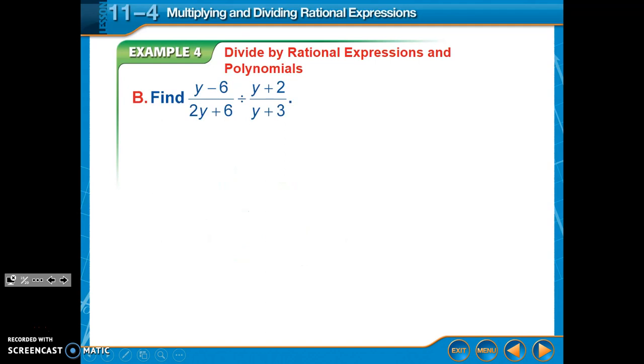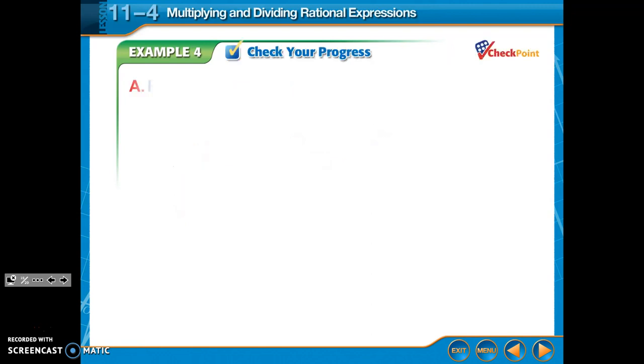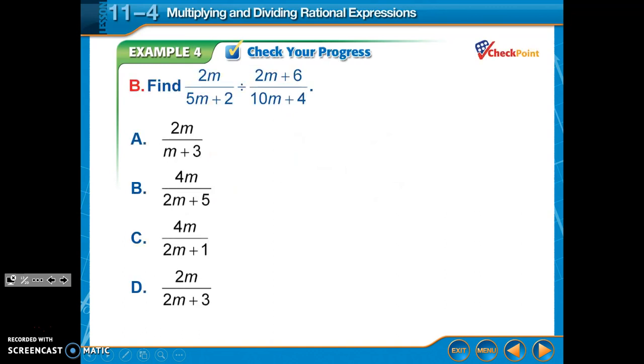Okay, so we want to do the same thing here. Factor as much as we can. y minus 6 doesn't factor on the bottom. These both have factor 2, so I pull out 2 and I get y plus 3. Change it to multiplication, I get y plus 3 over y plus 2. And then I'm canceling whatever I can. So y plus 3 is on top and bottom. They cancel, and I get y minus 6 over 2 times y plus 2. And that's as much as it simplifies, and we leave it like that. Okay, you guys try this one. And this one.